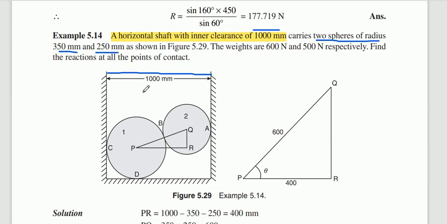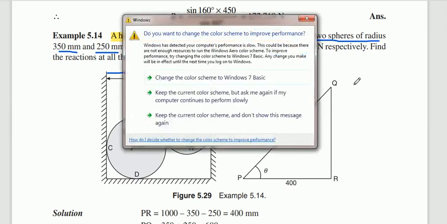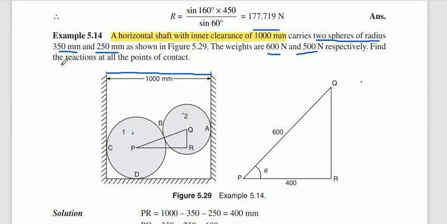We can easily identify that sphere 1 has a radius of 350 and sphere 2 has a radius of 250, because this one is bigger and this one is smaller. The weights are 600 Newton and 500 Newton respectively, so the weight of the first sphere is 600 Newton and the second sphere is 500 Newton. Find the reaction at all the contact points.